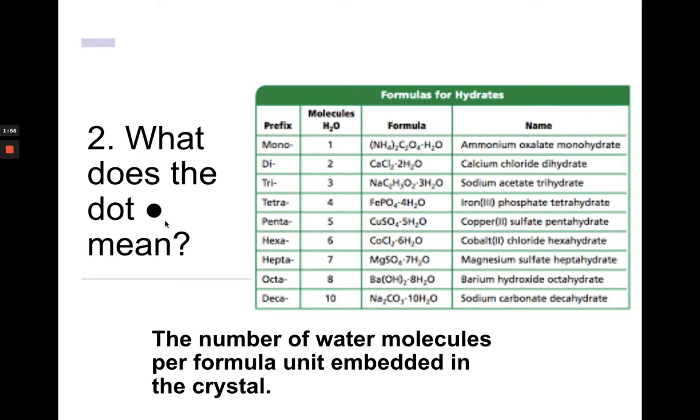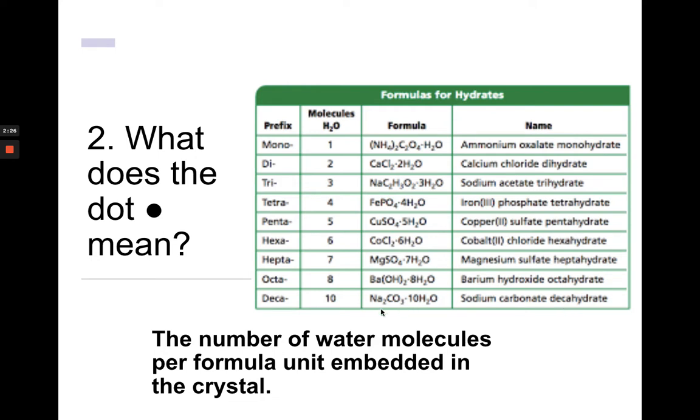So for every 1 formula unit or 1 ionic molecule, you have this many waters embedded in the crystal. So the dot means the number of water molecules per formula unit embedded in the crystal. And you can see, for example, magnesium sulfate heptahydrate. Magnesium sulfate is commonly known as Epsom salts, and for every 1 magnesium sulfate, you have 7 waters embedded in the crystal. Sodium carbonate decahydrate.